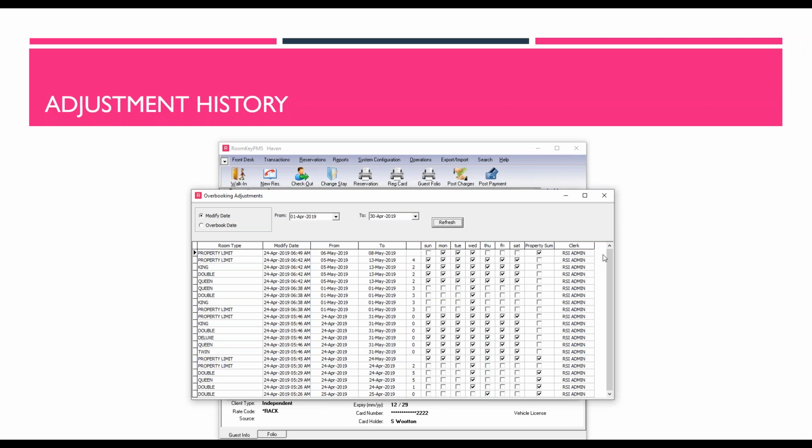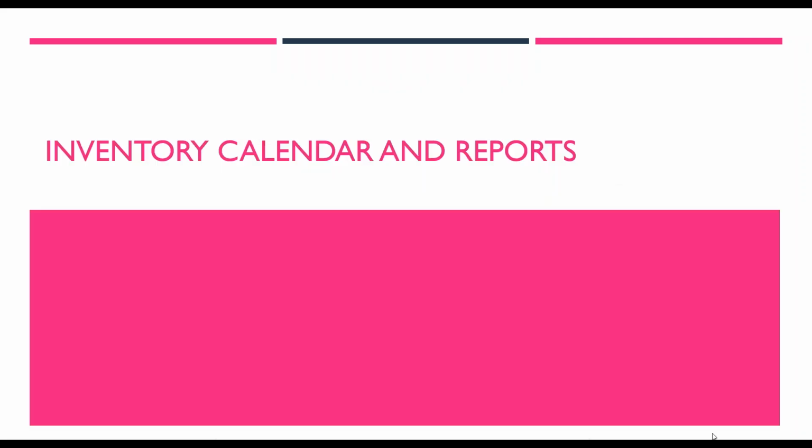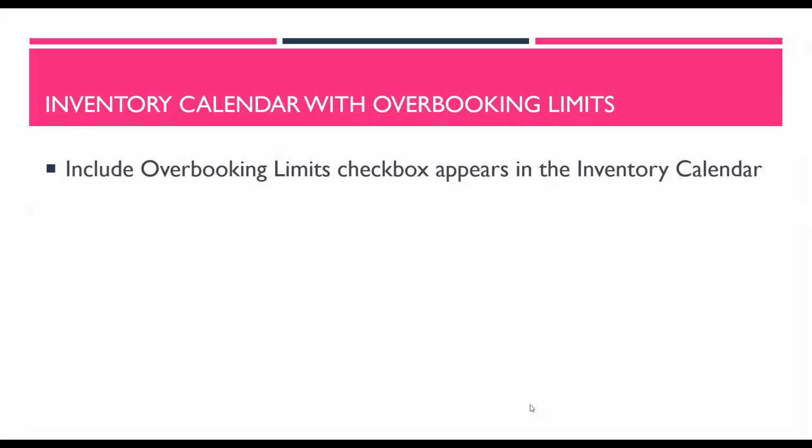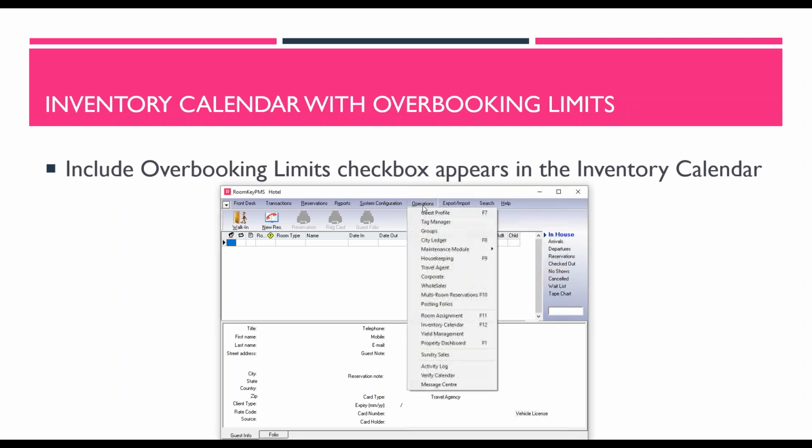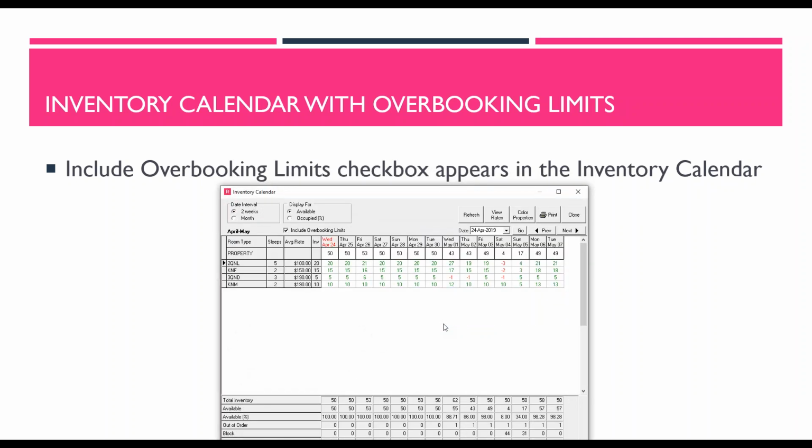Our final topic for today's webinar is to view how the changes in the Overbooking Limits tool and Overbooking Calendar affect the inventory calendar and reports in RoomKeyPMS. So the inventory calendar with Overbooking Limits: the Include Overbooking Limits checkbox appears in the inventory calendar. All properties will now notice a new checkbox that appears in their inventory calendar, which can be accessed from the Operations drop-down menu or F12 on your keyboard.